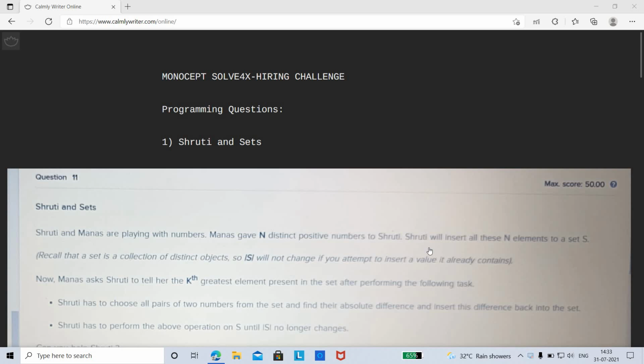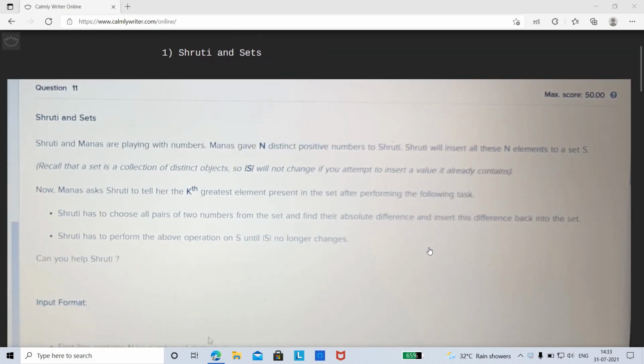So in this video we shall discuss the coding questions, or the programming questions, that were asked in the Monocept Solve for X hiring challenge. The test is conducted on the HackerEarth platform and the test is live. We shall discuss both of the coding questions that were asked in the exam. The first coding question is on sets, Shruti and sets.